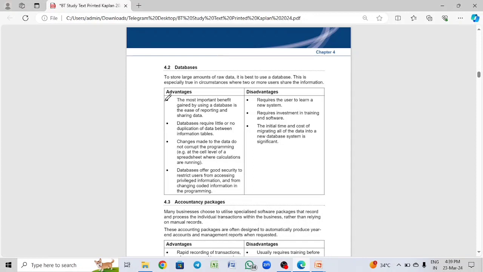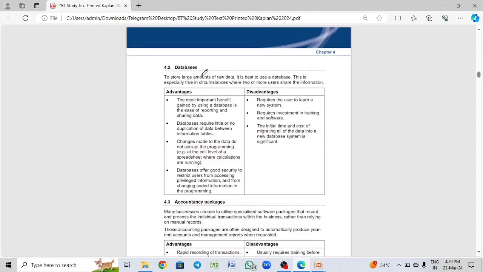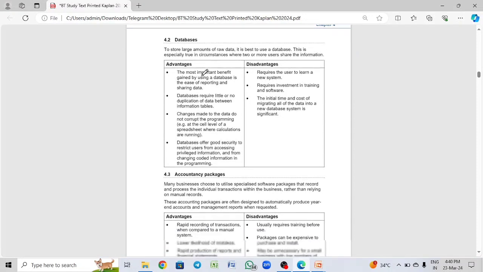Now, the capital requirements are very high, so it requires investment in training and software. The initial time and cost of migrating all the data into a new database system is significant. Like I told you, for example, the expert system: while setting up an expert system, the database that has been installed requires a very high initial capital investment.